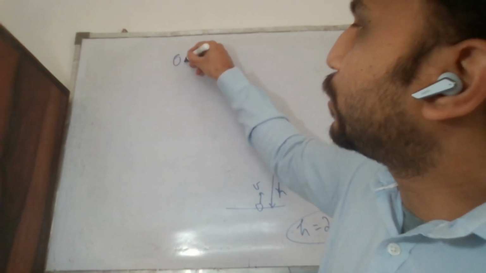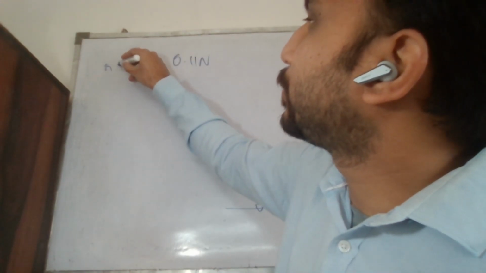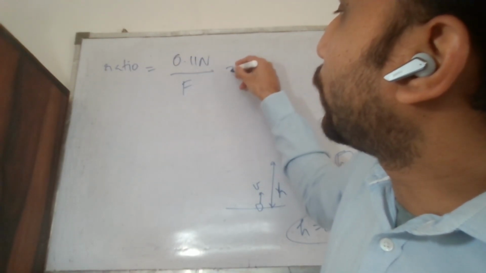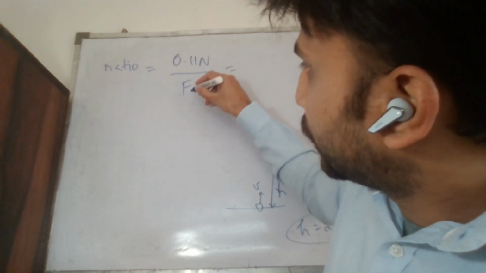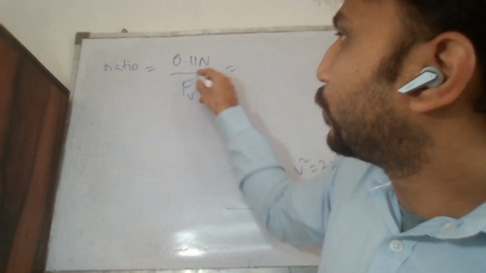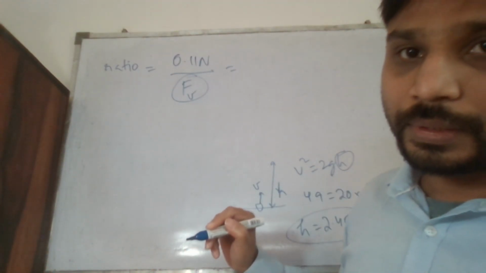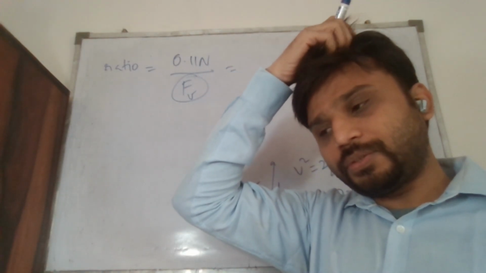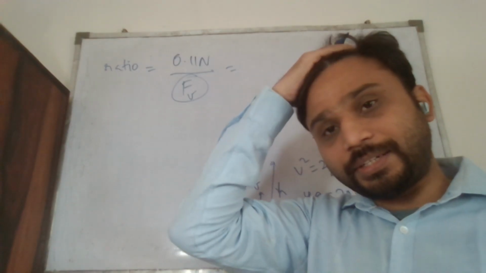Net force was some 0.11 newtons, right? This we calculated. So you have to divide this by the maximum force which can act on the body because of its viscosity. So for this maximum force, we will say the maximum speed with which it can reach.